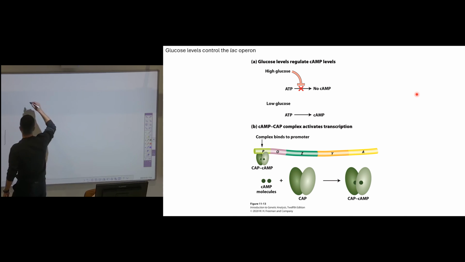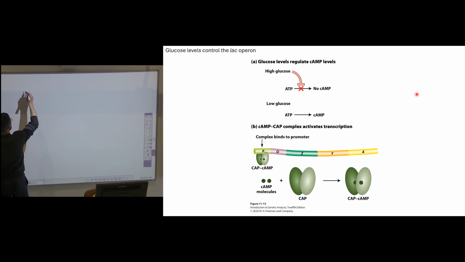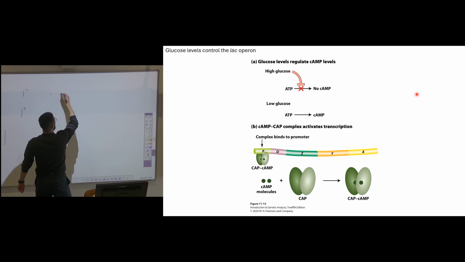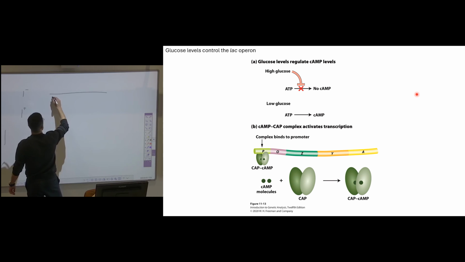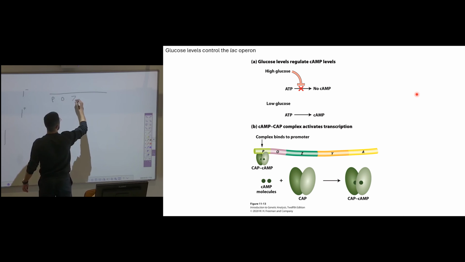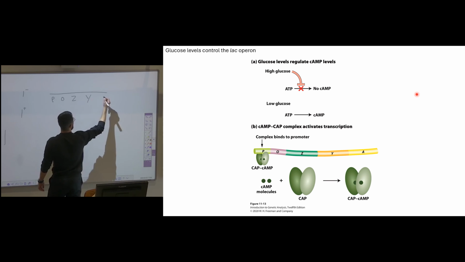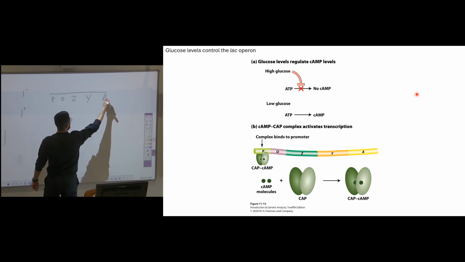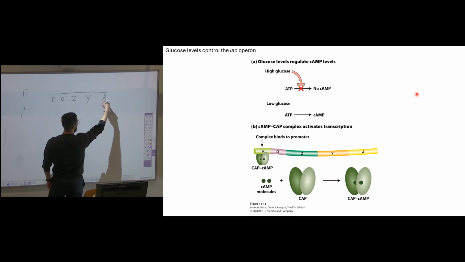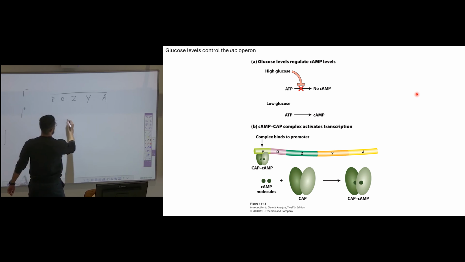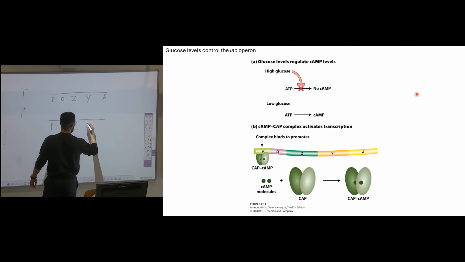Okay, so when you have a diploid, usually you'll end up with a situation where you have I minus, and then I something, either plus or S, doesn't matter. And you'll end up with P, O, Z, Y. And let's even say A here if we want to, but same principle, it doesn't really matter, okay?